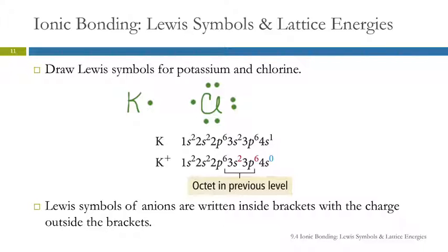Neither of these atoms has an octet. So what can they do? Well, we should know from our study of nomenclature that when we have a metal and a nonmetal, they're going to form an ionic compound. So what's going to happen is that potassium is going to transfer its 1 valence electron to chlorine.